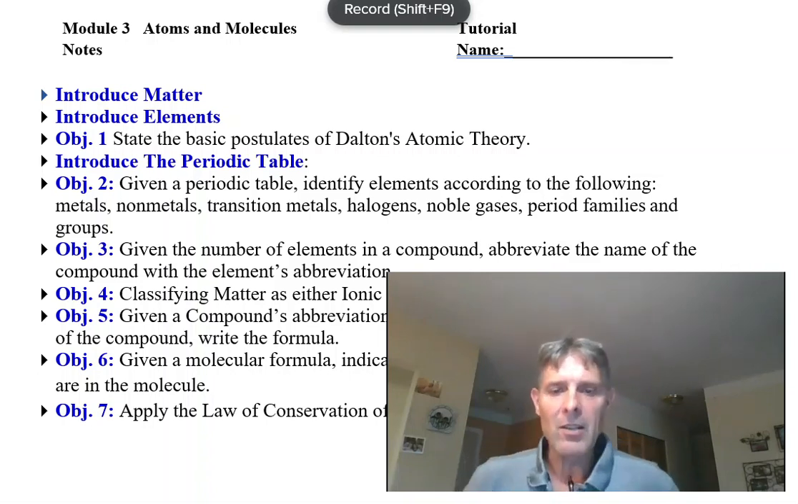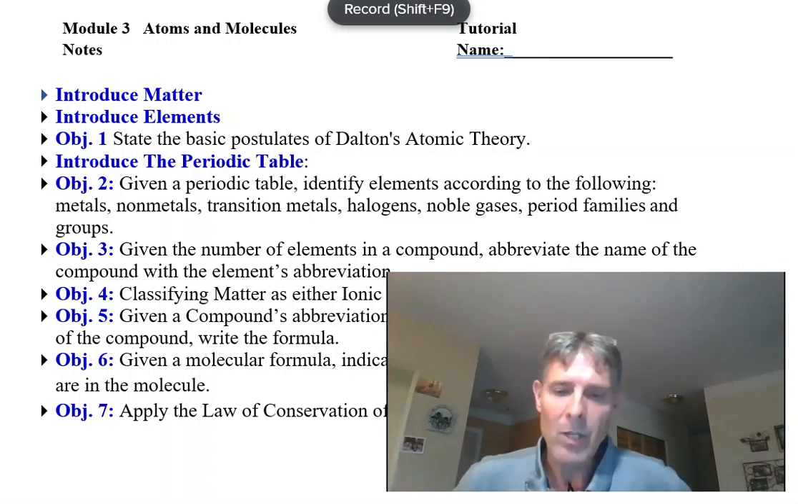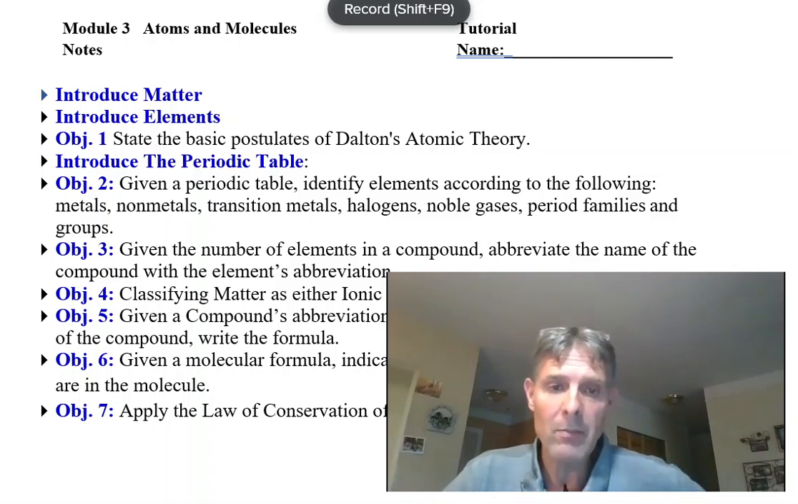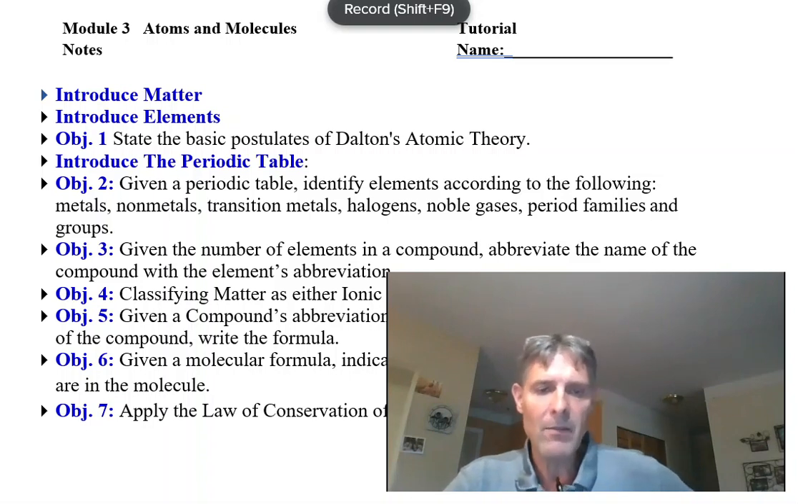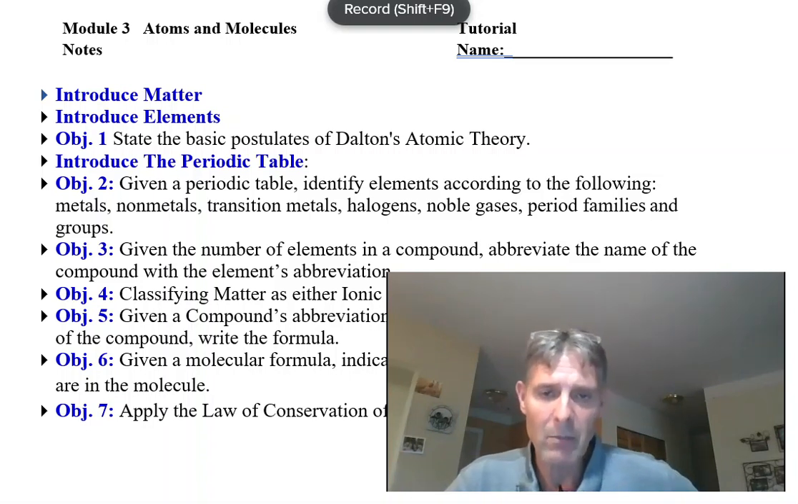We're going to look at the idea of what makes up an atom. We're going to introduce you to the periodic chart of the elements. We're going to be using that periodic chart every module in a variety of ways, so get really used to that. And then we have several objectives. If I give you a periodic table, I'd like you to identify the elements according to the following, whether they are a metal or a non-metal, etc. And then we're going to go through that.